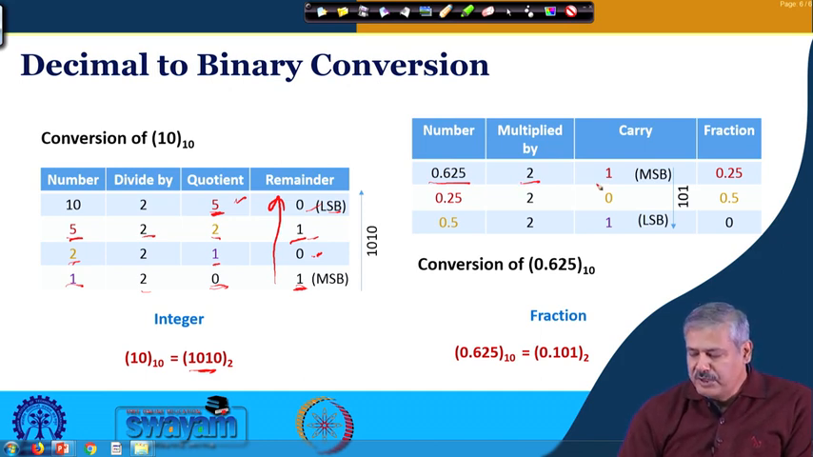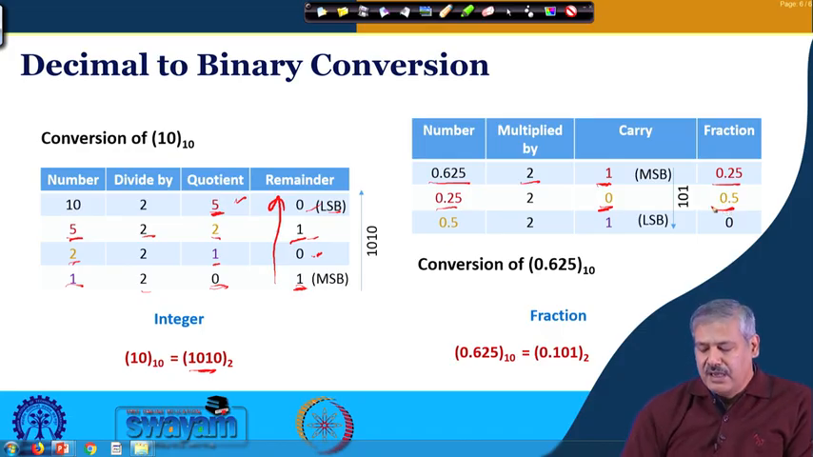So 1.25, we look at the number which is the integer part of it, we call it carry, we keep it here, and the fractional part we keep it here. So 0.25, then we multiply by 2 again, so we get 0.5. So there is no carry, so this is 0 and this is 0.5. And then 0.5 we multiply again with 2, we get 1 and this is 0.